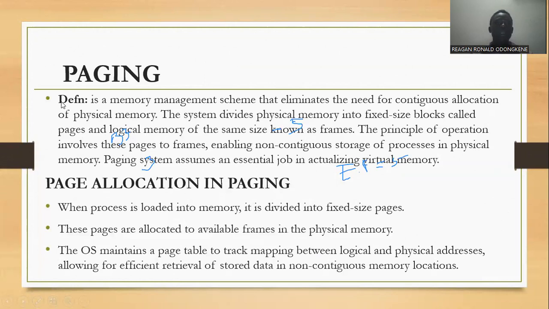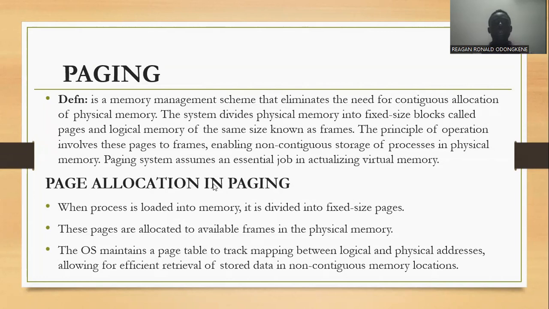Let's learn about paging. Paging is a memory management scheme that eliminates the need for contiguous allocation of physical memory. The system divides memory into fixed size blocks called frames, and logical memory of the same size known as pages. The principle of operation involves mapping these pages to frames, enabling non-contiguous storage of processes in physical memory. Paging systems assume an essential job in implementing virtual memory.